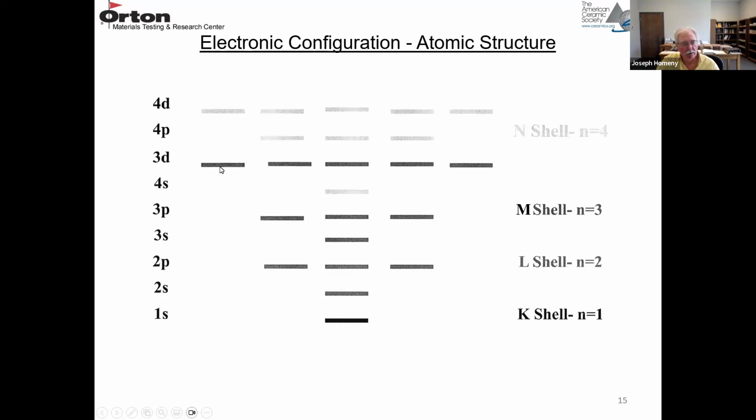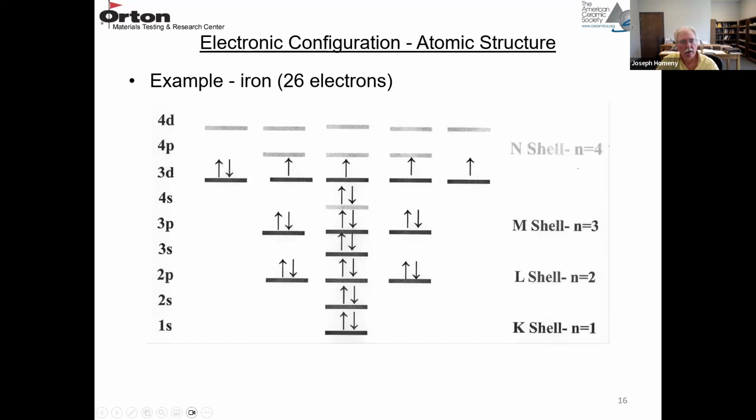And then instead of going to 3d, we go to 4s, 2 electrons, and then finally 3d, the 10 electrons here. Then we skip the 4p, 6 electrons, and finally 4d, 10 more electrons. And how that works, we can look at iron again, which has 26 electrons.